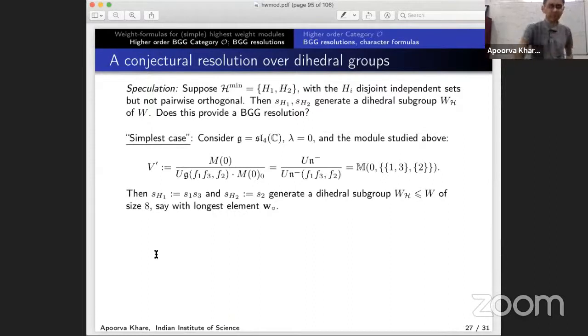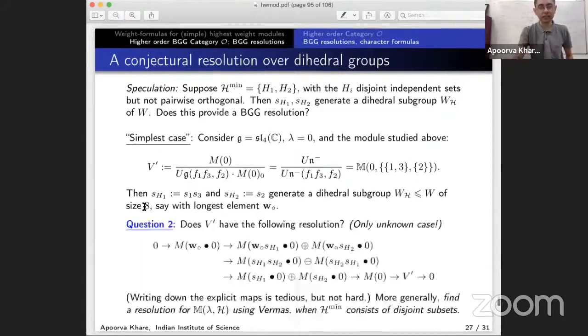So going back to that example, consider G equals SL4, lambda equals 0, and the module that we studied above. So in this case, the dihedral subgroup is of order 8 because the order was 4. So the size is 8, sorry. Write down the obvious thing. And I think this is again credit to Teja, who actually explicitly worked out the differentials and checked that the differential squares to 0.